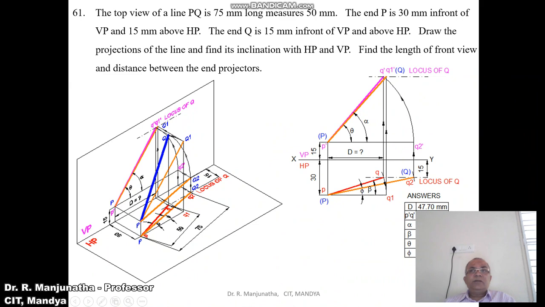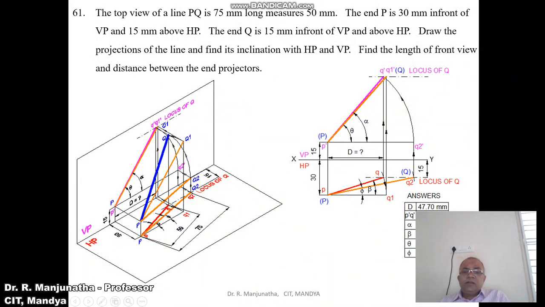Similarly, with P as center, taking the radius of 75 mm using the compass, again cut an arc on the locus of Q in the top view, so that you get this point, small q2. Mark these 2 points. Join PQ with a dark line and PQ2 with a line a little bit darker than the XY line.